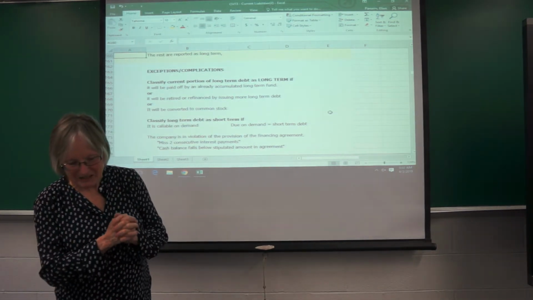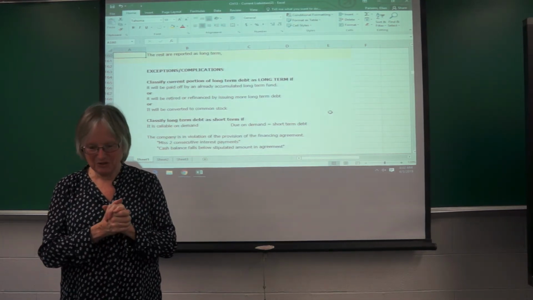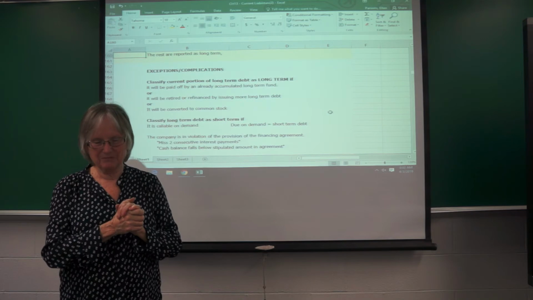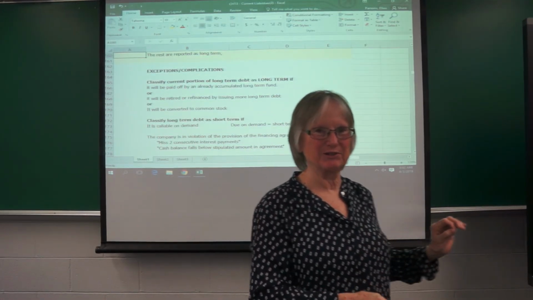Okay, so the basic idea, if current assets are going to be or are likely to be used to pay something off, classify it as current. Okay, that's about it. Current portion of long-term debt.